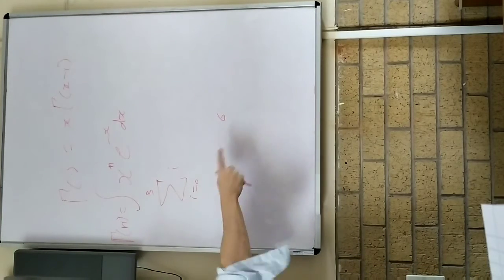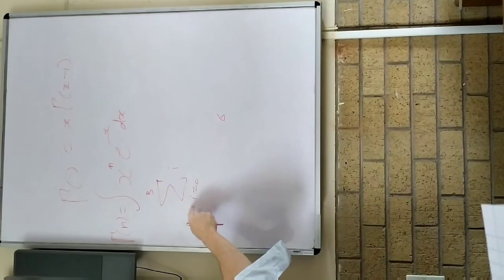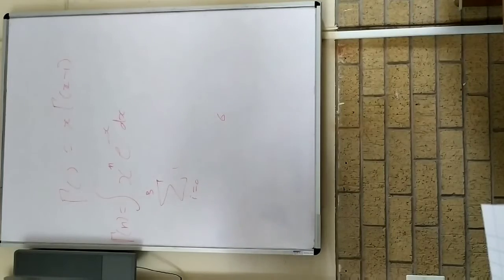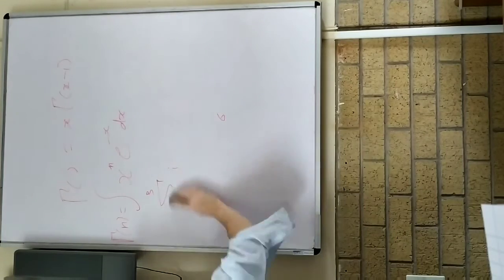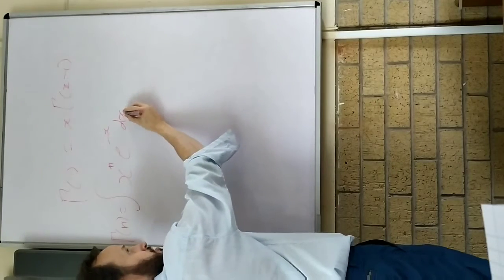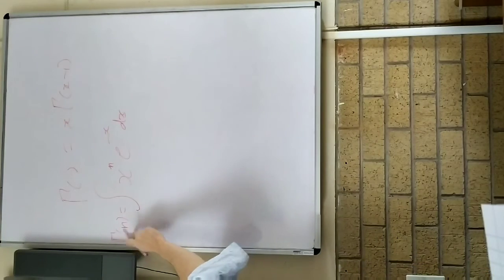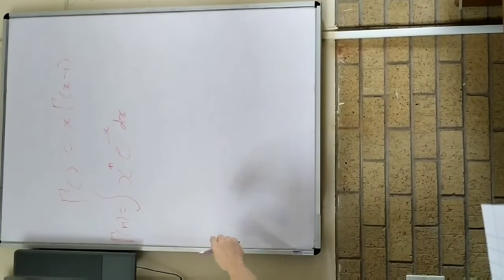The index of summation has disappeared. That always happens with summations. The index of summation is never in the answer of the summation. And it's the same thing with integration. The index of integration, which is the variable of integration, if you actually do the integral, it's not there anymore. It's like a dummy variable.